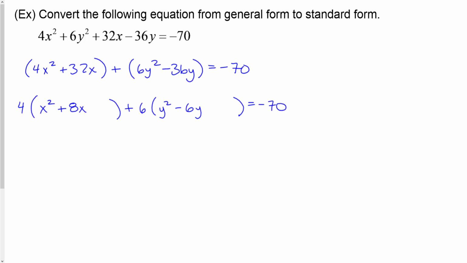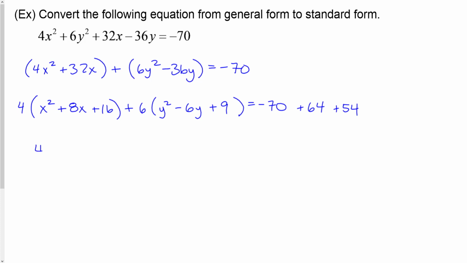Now, if I take 8, divide it by 2, that's 4, and square it, I get 16. But I'm not just adding 16, I'm adding 16 times 4, which is 64. So I need to add 64 on the other side. Next, I have the negative 6. If I divide that by 2, that's negative 3. When I square that, that's going to be 9. All right, but I'm not just adding 9, I'm adding 6 times 9, which is 54. So I'll put 54 on the other side.